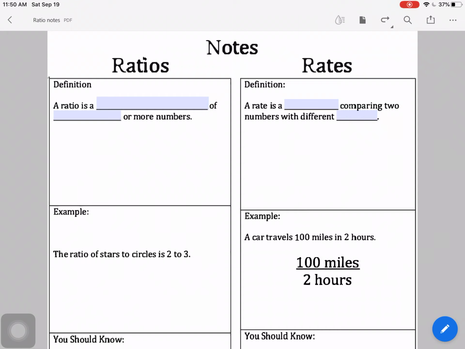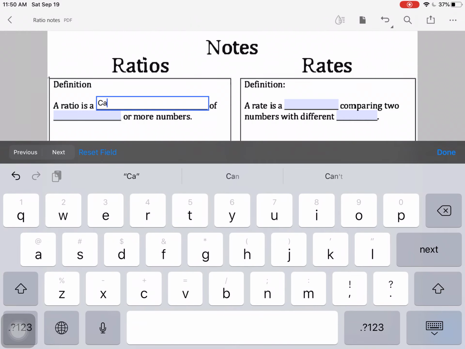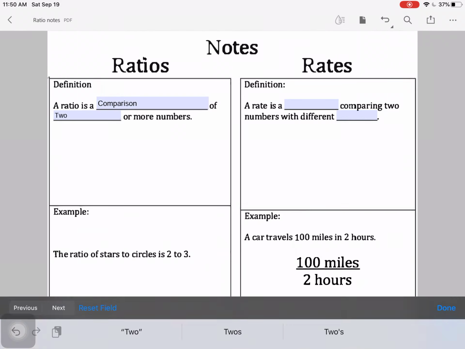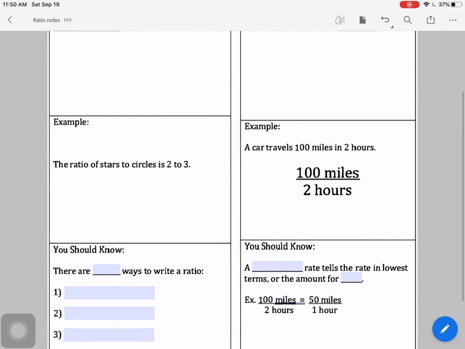Let's talk about ratios and rates. A ratio is a comparison of two or more numbers. An example is the ratio of stars to circles is 2 to 3. So that means there are 2 stars and 3 circles. The way we write a ratio is how they say it. So whatever they say first is what we write first.